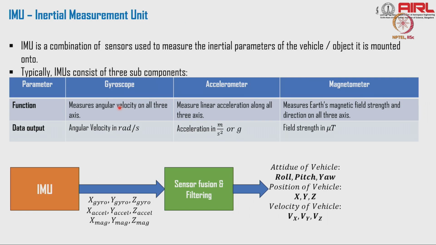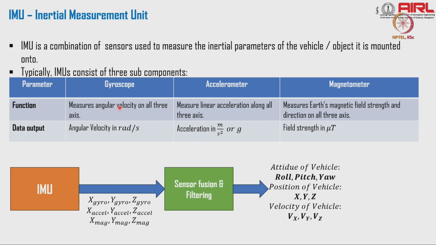Now a very important measurement is the inertial measurement unit, IMU, right. IMU is a combination of sensors used to measure inertial parameters of the vehicle, and it is mounted on the vehicle, right. So what are the parameters that I am trying to get? I am trying to get the angular velocity, the acceleration of the vehicle, and also the pose of the vehicle, right.